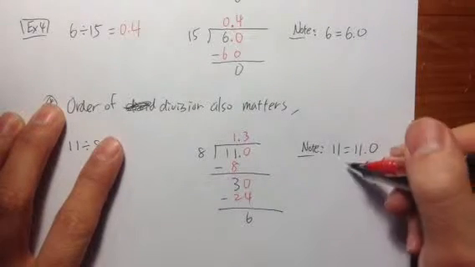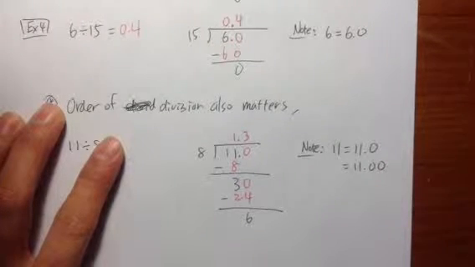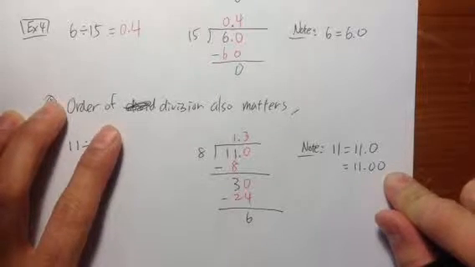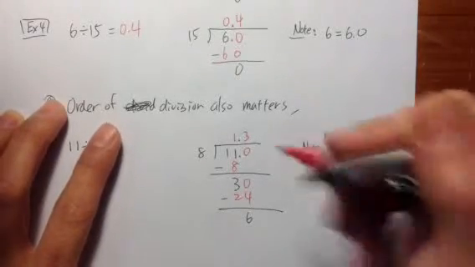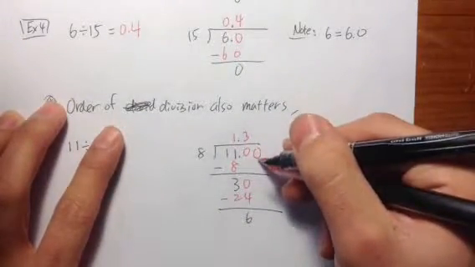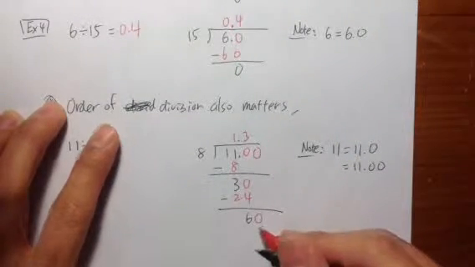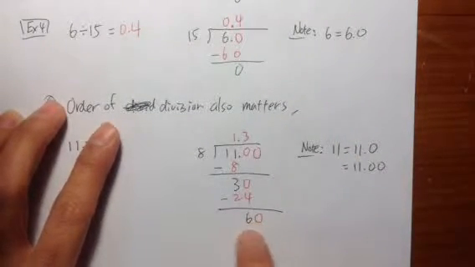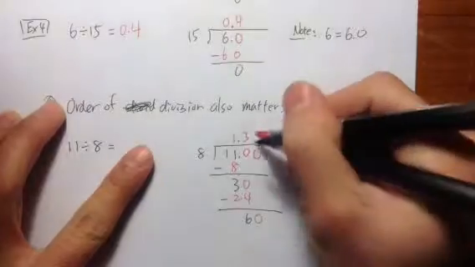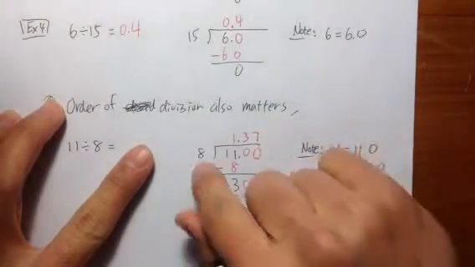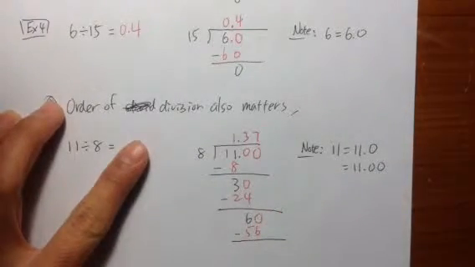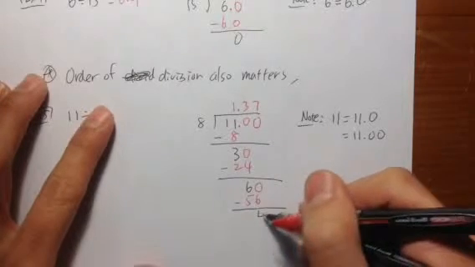11.0, I can write that as 11.00. It doesn't matter how many zeros you add after the decimal point. It doesn't change the value. So I'm going to add another 0 right there, and then I can bring down this 0 here to make that a 60. I'm looking at this number as a 60. 8 goes into 60 7 times. So put a 7 right here. 7 times 8, we get 56. Again, you subtract. 60 minus 56, you get 4.